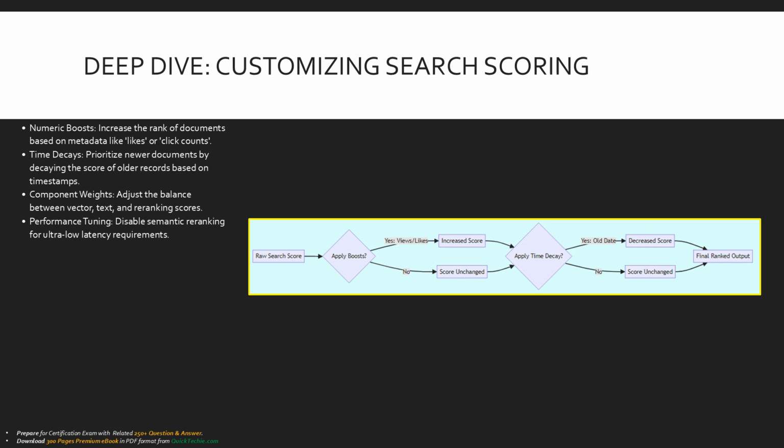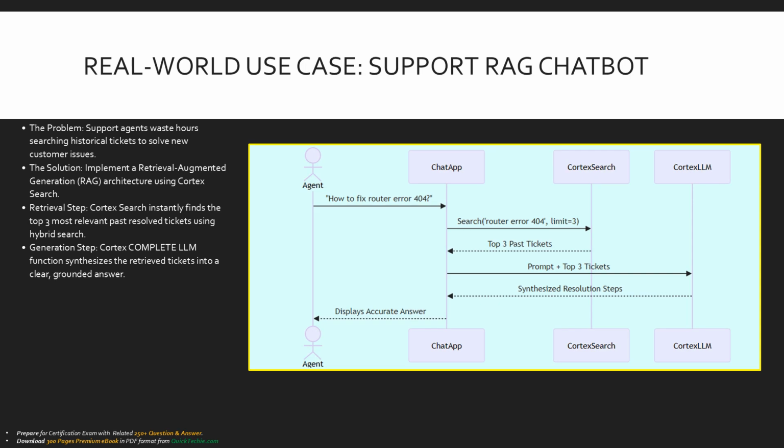Let's crystallize this with a powerful, real-world use case. Imagine a global enterprise customer support center. Agents currently waste countless hours digging through thousands of historical, resolved tickets to troubleshoot new, complex issues. We can solve this instantly by building a Retrieval Augmented Generation, or RAG, chatbot.